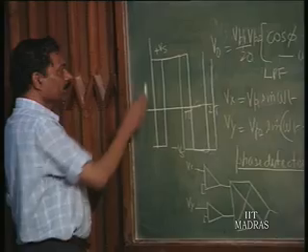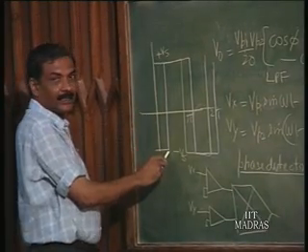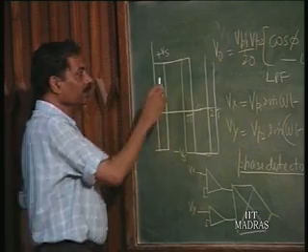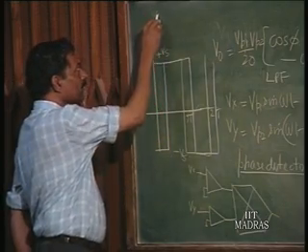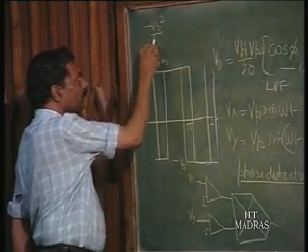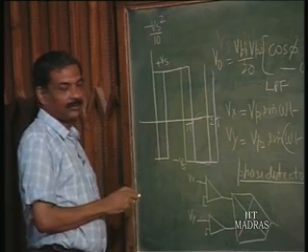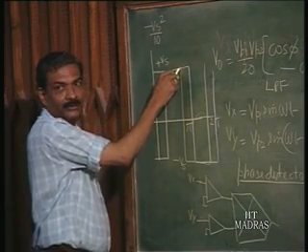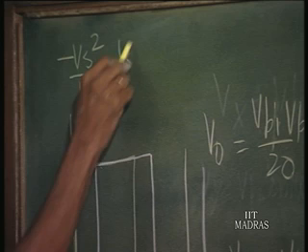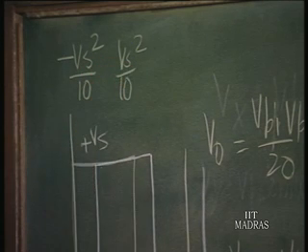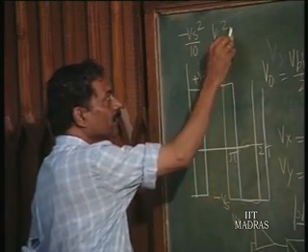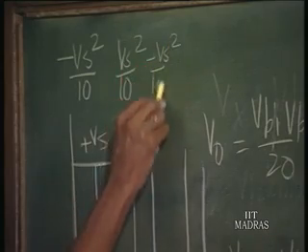So, what will be the output? Here when this is positive, this is negative. So, output is negative, and in this region it is minus Vs squared by 10. And in this region both are positive. So, output is positive Vs squared by 10. Again here, one is positive, another is negative. Again it is minus Vs squared by 10.